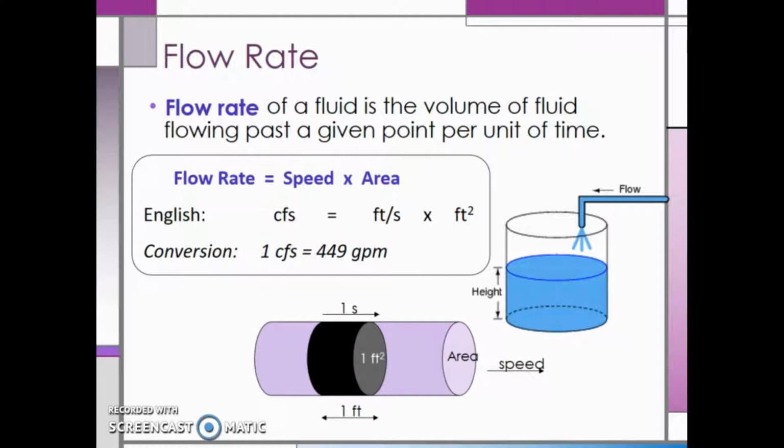We can think of the unit of 1 CFS as if we have a fluid that has a cross-sectional area of 1 square foot and it travels 1 foot in 1 second. This would be 1 CFS. One other thing that is important from this slide, we will need the conversion that 1 CFS is equal to 449 gallons per minute. In the next video, we will look at an example of how to calculate the flow rate.